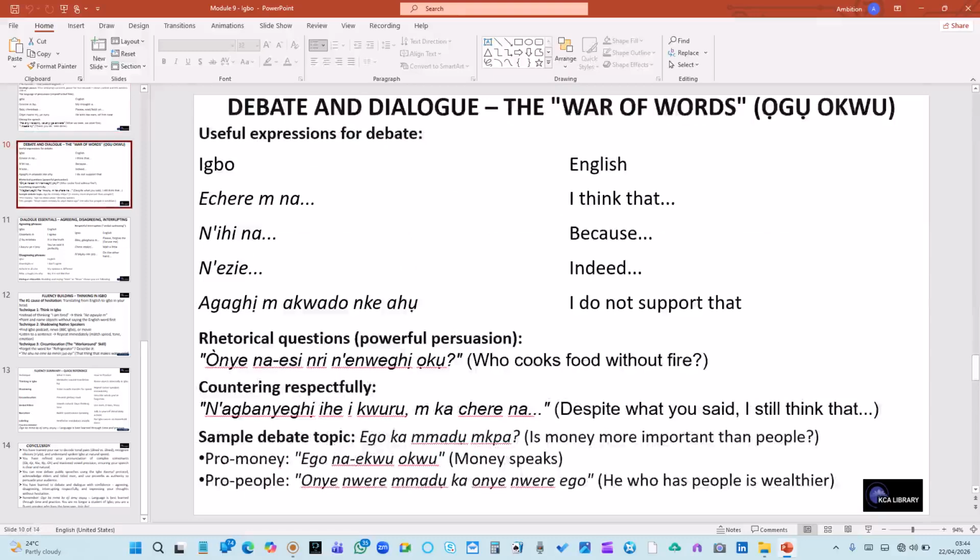Now let us look at debate and dialogue, which is the war of words. Useful expressions for debate in the Igbo language include, one, echere m na, which means I think that. Another is n'ihi na, which means because of. Another is n'ezie, which means indeed. Another is agaghị m akwado nke ahụ, which means I do not support that.